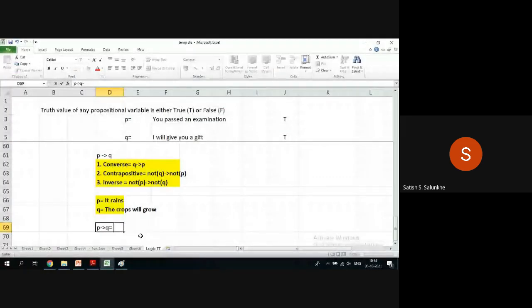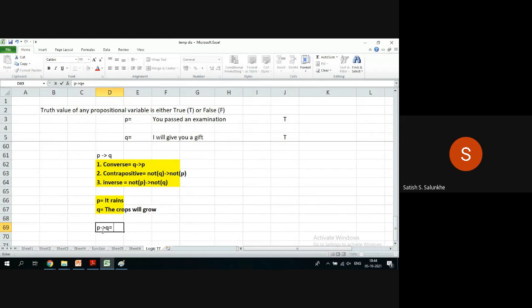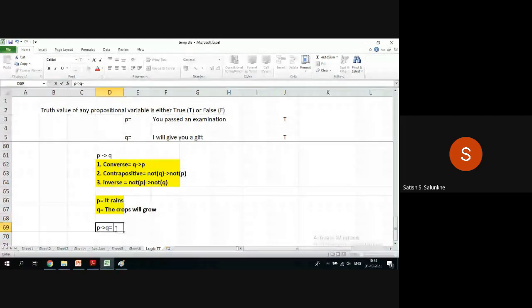What is the statement P implies Q? This is a propositional statement in symbolic way. I want a transformation of this into a sentence. What is P? It rains. What is Q? The crops will grow. So can you tell me what is the statement for P implies Q? If it rains, then the crops will grow. Very good.